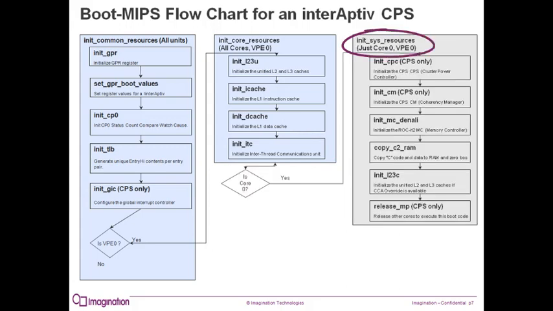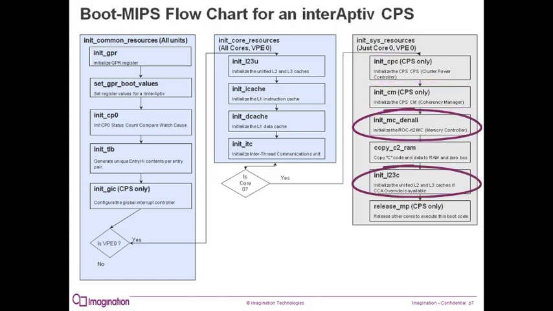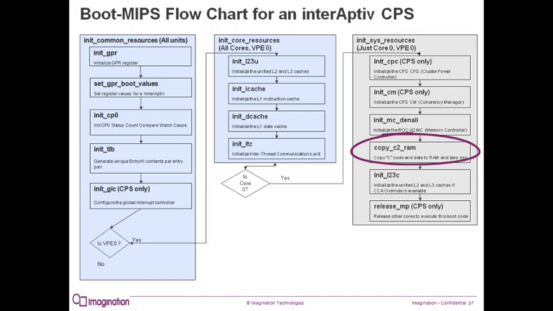The init sys resources section is executed only by core 0. This section initializes the coherent processing elements such as the cluster power controller, coherency manager, memory controller, and L2 caches. It also copies the C code to RAM and clears the BSS section. Once this section has been completed, all processors in the system are released from reset and can begin their boot process by using this same code.